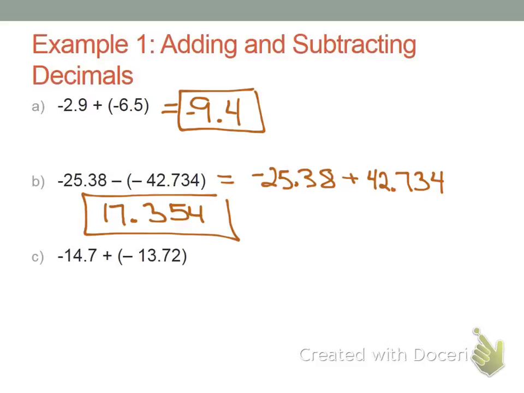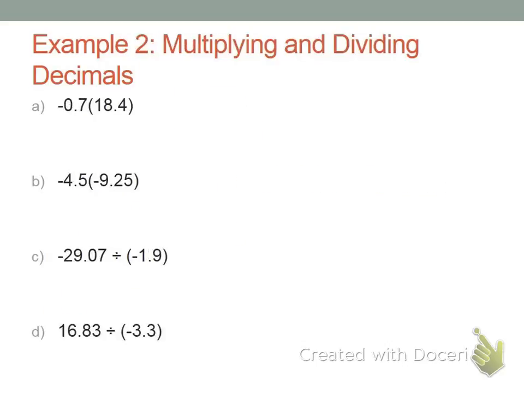Letter C, do I have same sign or different? Same. So I add and keep: negative 28 and 42 hundredths. Alright, now in example 2, I'm just multiplying and dividing my decimals, so I just need to remember my rules. An odd number of negatives is a negative answer. An even number of negatives is a positive answer.